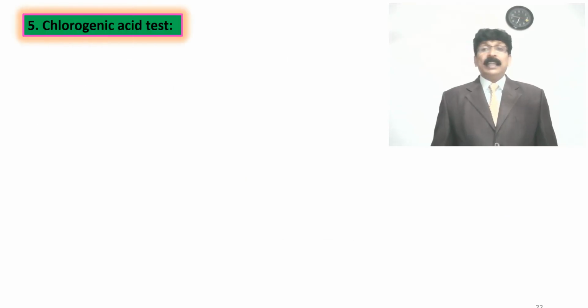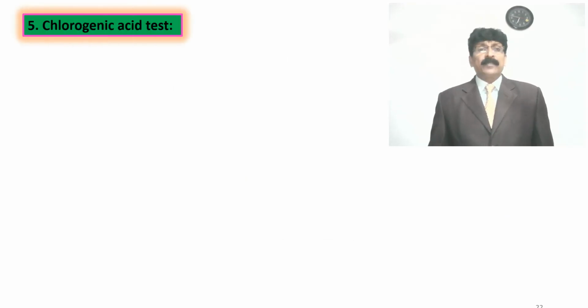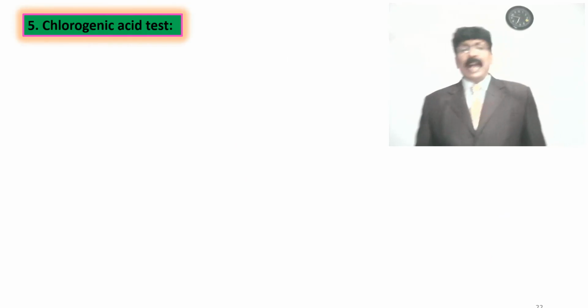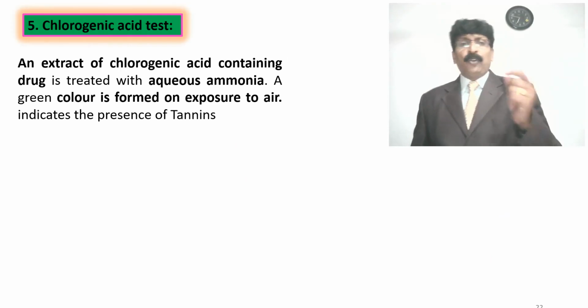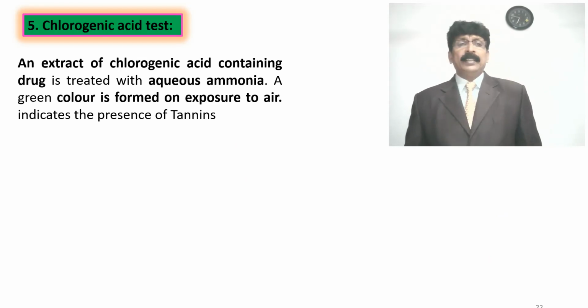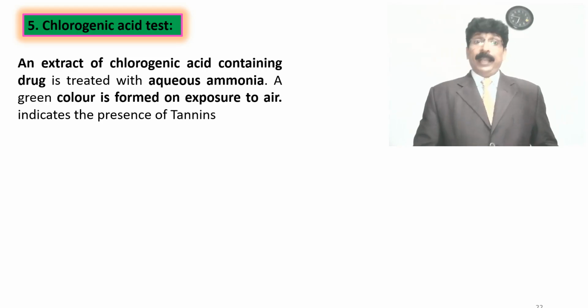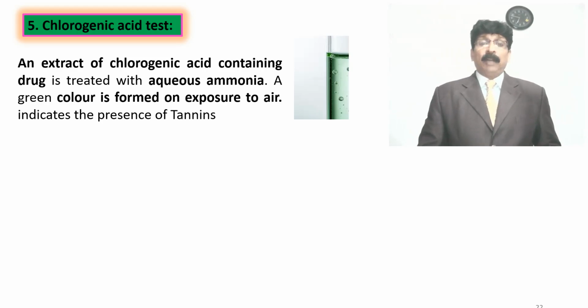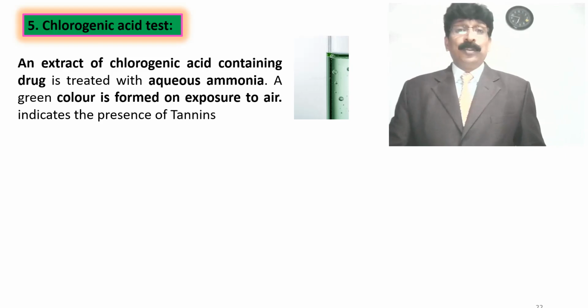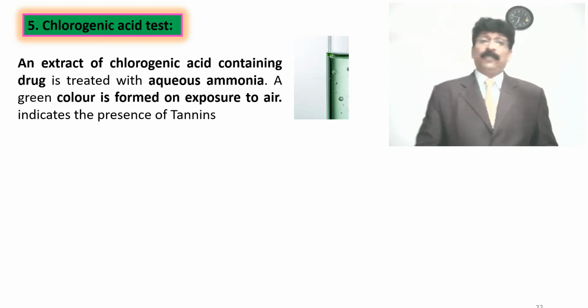And test number 5 for tannin is the chlorogenic acid test. An extract of a chlorogenic acid containing drug is treated with aqueous ammonia. A green color is formed on exposure to air, indicating the presence of tannins.